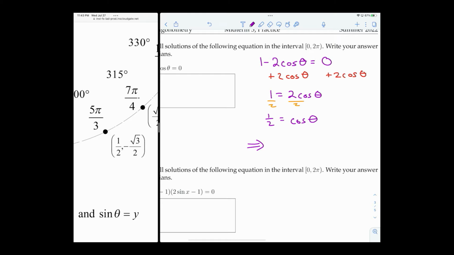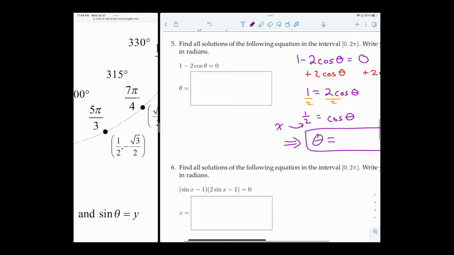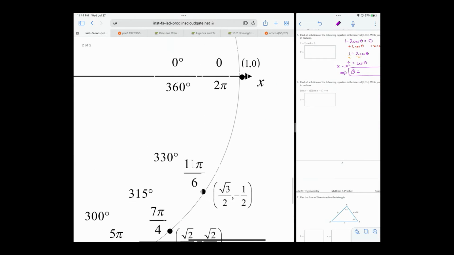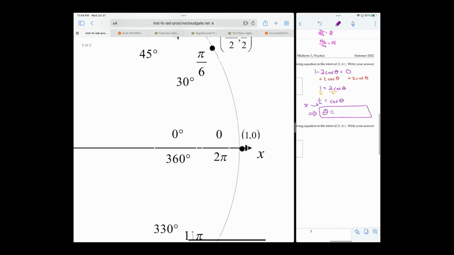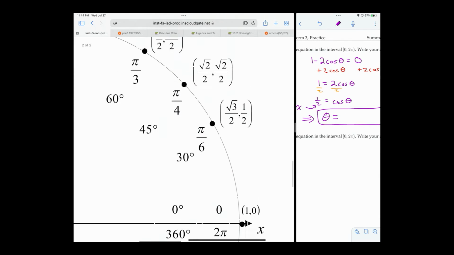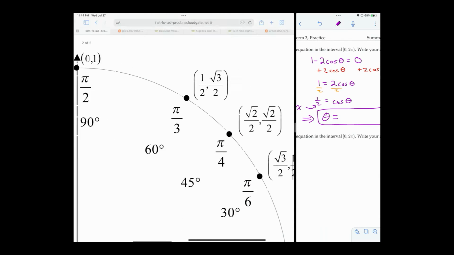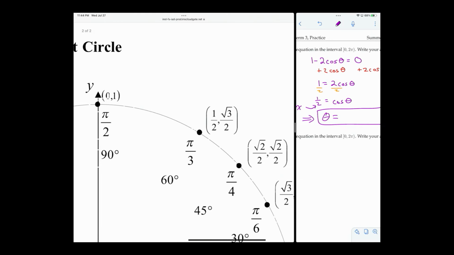And then we just look at the unit circle to see where you end up with a cosine of 1/2. And so remember that the cosine is the x value. So we're looking for the x value to be 1/2 on the unit circle between 0 and 2 pi. So we just go around the unit circle and we look for an x value of 1/2. So where's the x value 1/2? All right, here's the first place, pi over 3.